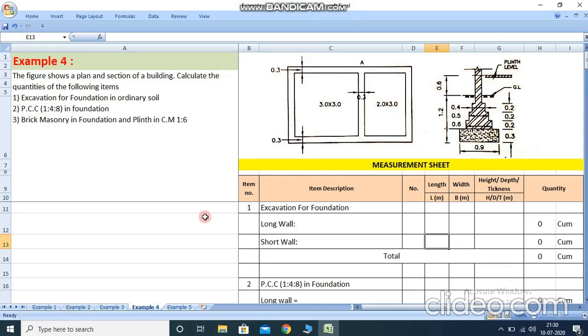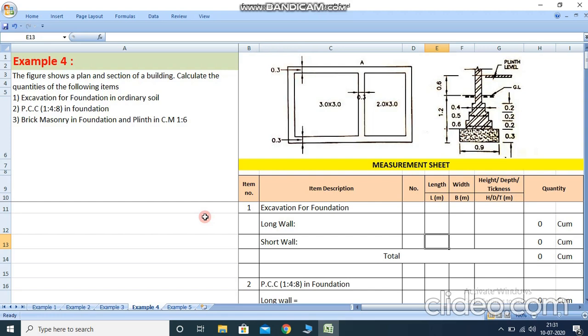Today we start examples on a building estimate. Up to example number 1, 2, 3, we discussed the basic examples. Now we start another step example, like the one shown in example number 4.